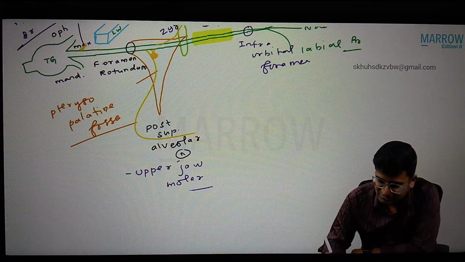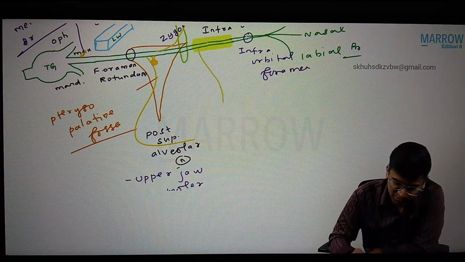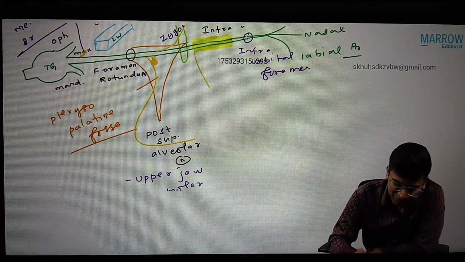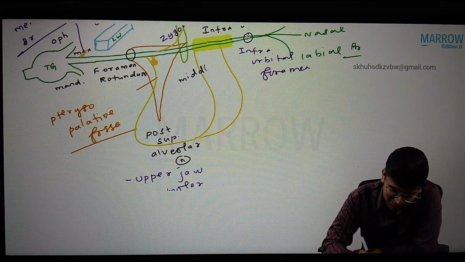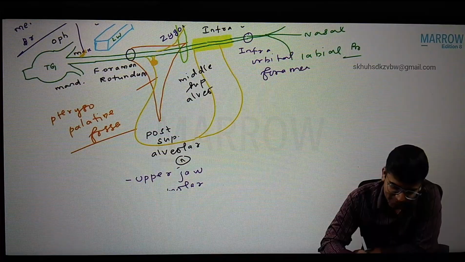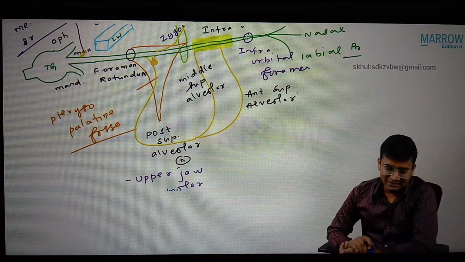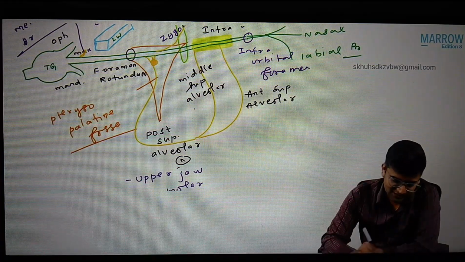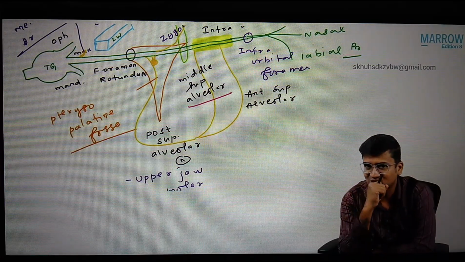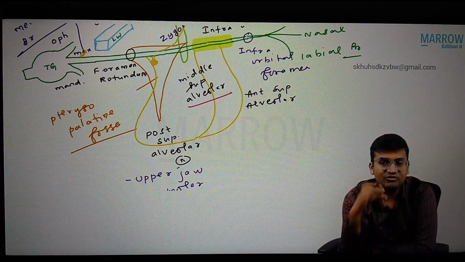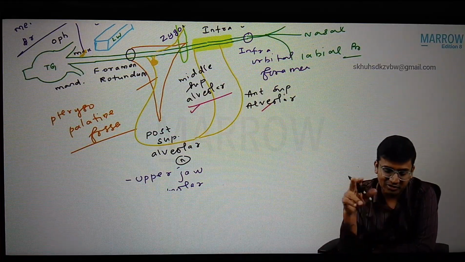Right. Now, what are the branches from the infraorbital nerve? The infraorbital nerve gives the middle superior alveolar and the anterior superior alveolar. Middle superior alveolar is a branch of the infraorbital nerve. Again, please remember, one time in the AIIMS exam they gave this question: what are the branches coming from the infraorbital nerve? Middle superior alveolar and anterior superior alveolar.